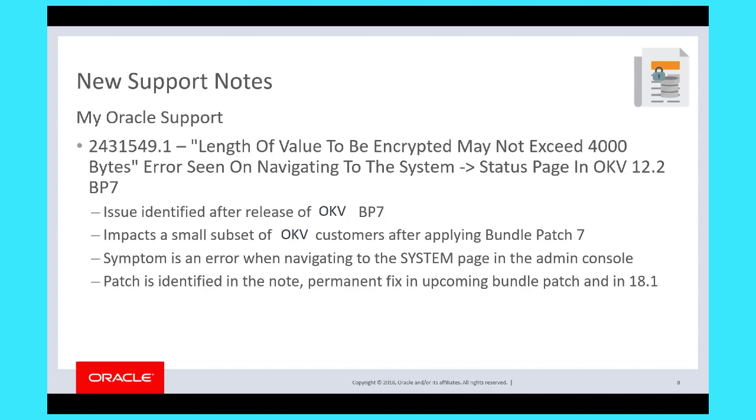If that happens to you, don't panic. You don't need to revert the patch or the bundle patch. All you need to do is go to My Oracle Support, go to this note number, and that'll link you to the patch that fixes the issue with the system status page. We will have a permanent fix in both an upcoming Bundle Patch 8 for 12.2 and, of course, in the 18.1 release, which is due out later this year.